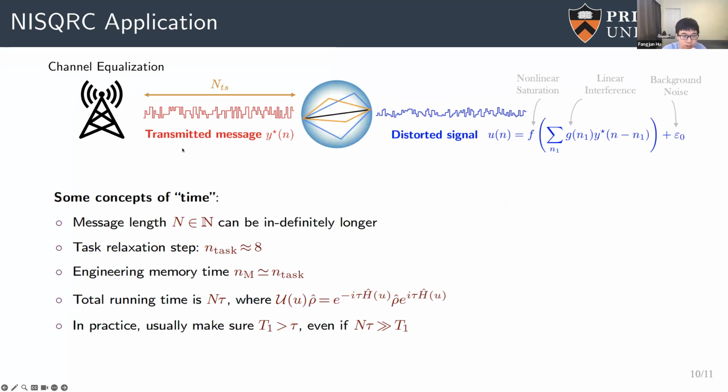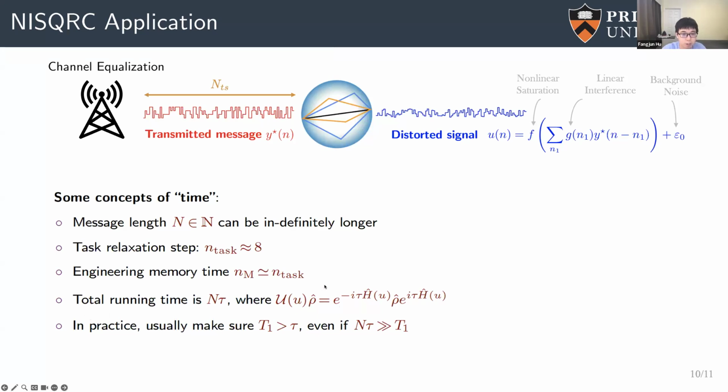Now our message has a total length. It is an integer, which can be indefinitely longer, and the task relaxation time. When we set up the channel equalization task, we manually set the dimensionality to be 8. Then, as I said, we need to engineer the memory time inside the quantum reservoir such that the intrinsic memory time of the quantum system does fit to the dimensionality of the task. And we have a total running time.